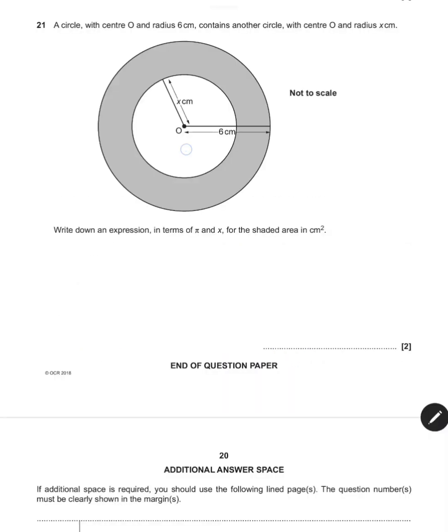So, and final question on this exam, question 21. We've got a circle and another circle inside of it. We're just told the radius of the large circle is 6. We don't know the radius of the circle inside, but we're looking for an expression in terms of pi and x for the shaded area. Okay, I think all I can do first is to get this, the area of the large circle.